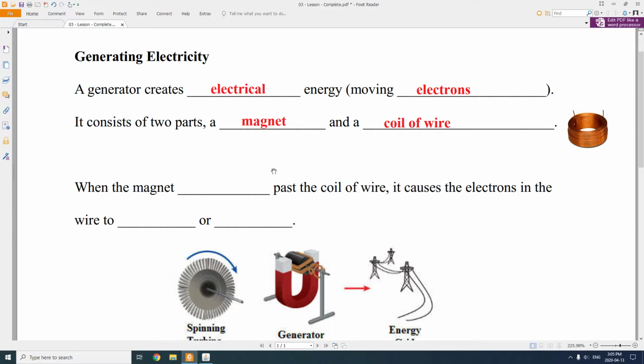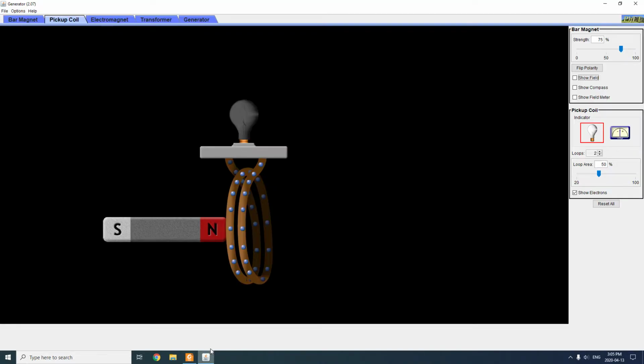And we looked at a little bit of a simulation last week. So here's the simulation again. Here I have a magnet, right? Just think of like a bar magnet that you've probably played with before. And here's my coil of wires. This one only wraps around a few times. Right? Usually it wraps around hundreds or thousands of times. This one only goes around twice. And then the blue dots are the electrons.